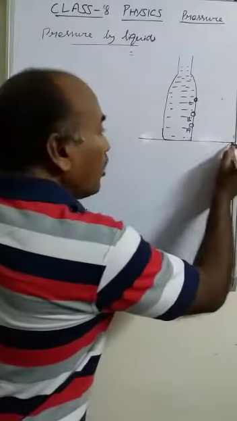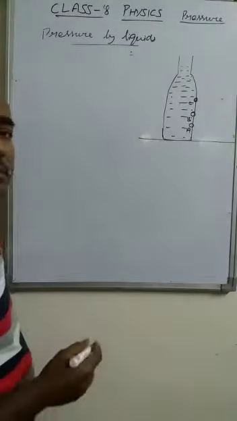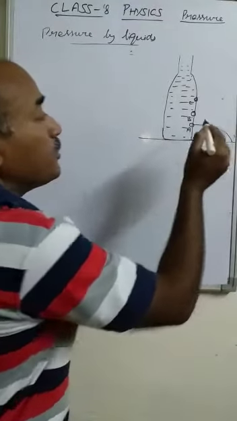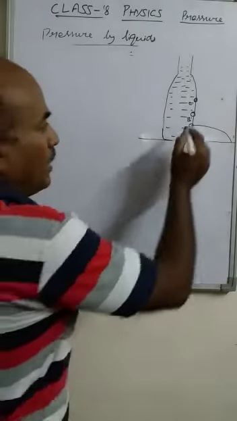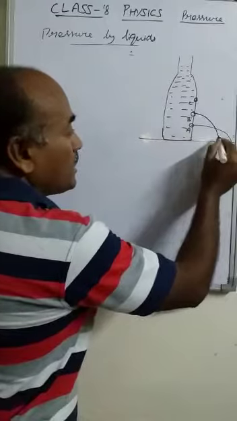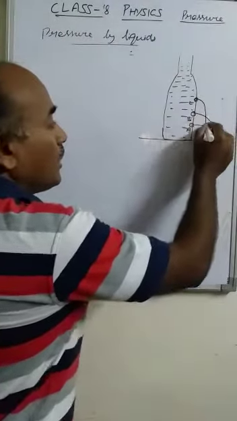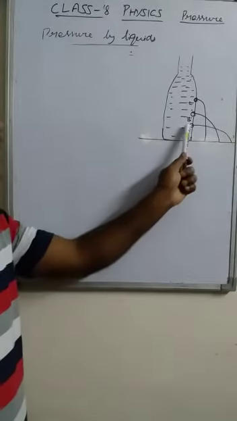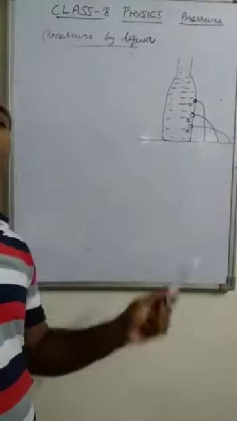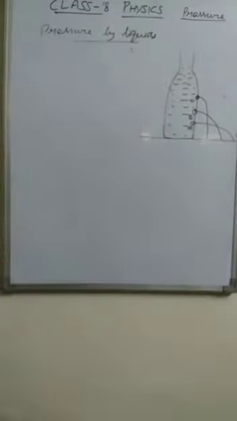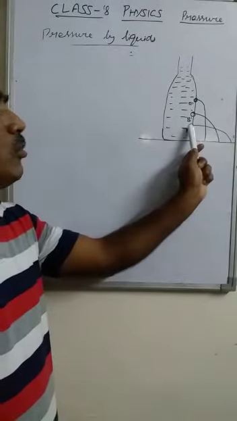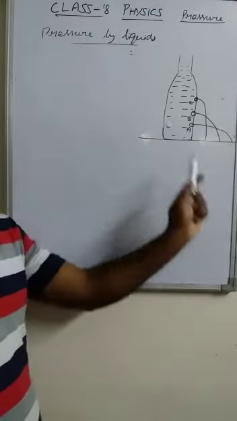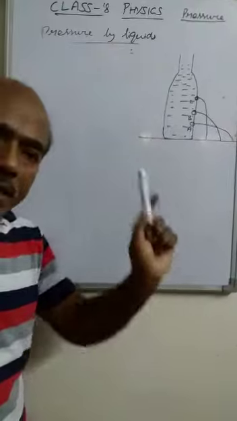Here you can observe the water from the hole A will fall on the table up to this distance. From the point B, it reaches this point. From the point C, it reaches this point. Why is it so? It is because the water from the three holes is coming out with different speeds. It covers more distance, that means this water is coming out with a greater speed.